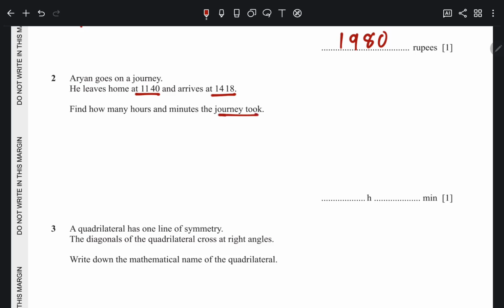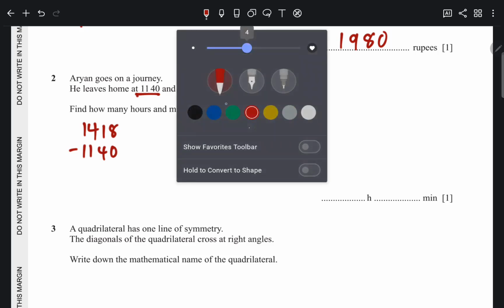For time calculation questions, you should always make sure, number 1, your time is in 24-hour notation, and number 2, when you subtract, you are subtracting times of the same day. So he leaves home at 11:40 and arrives at 14:18. This is the same day, so we can subtract. So it's going to be 14:18 minus 11:40. Like this. That's what we do. Now we can start to do our calculation.